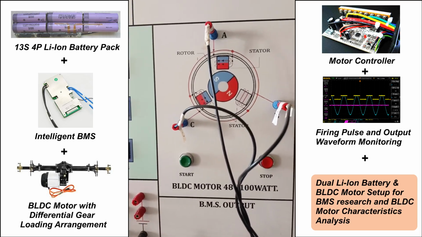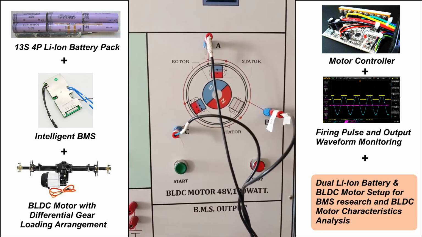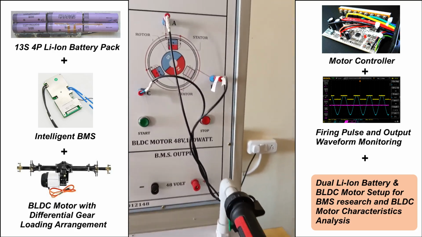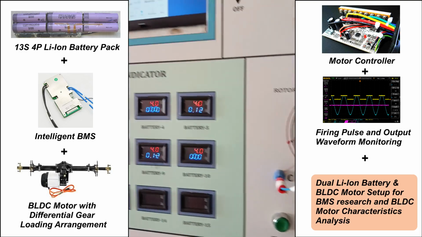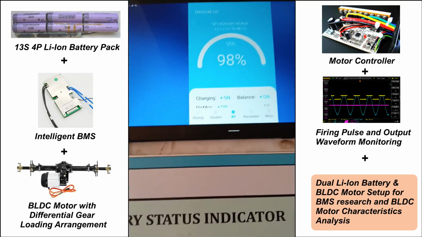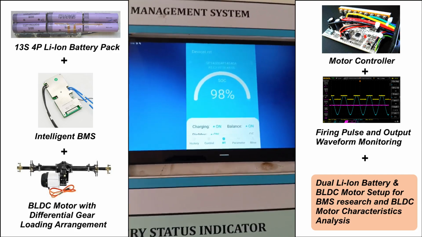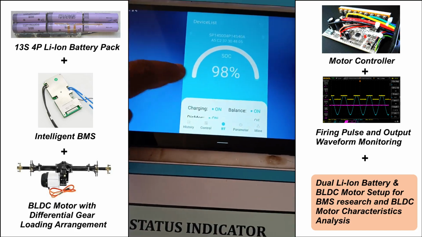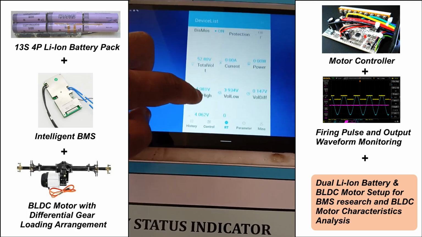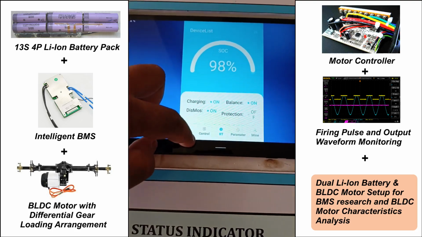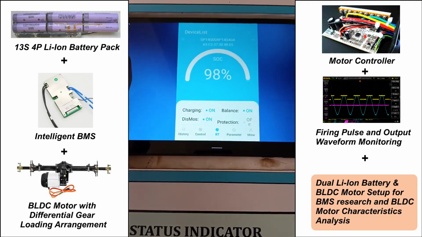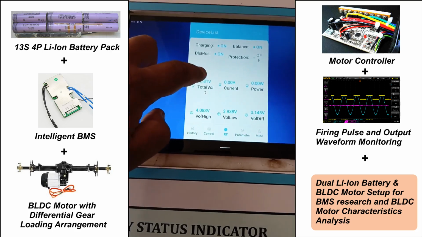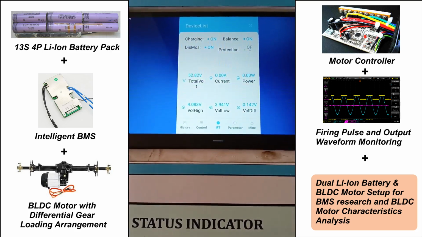This start button, if pressed, the motor starts, and whenever we give a throttle signal, the motor rotates based on the throttle input. Now here, this is the app where the BMS values, the battery values, can be seen. As you can see, the charging is now on. The SOC, that is the state of charge, is now 98%. Charge balance is on.